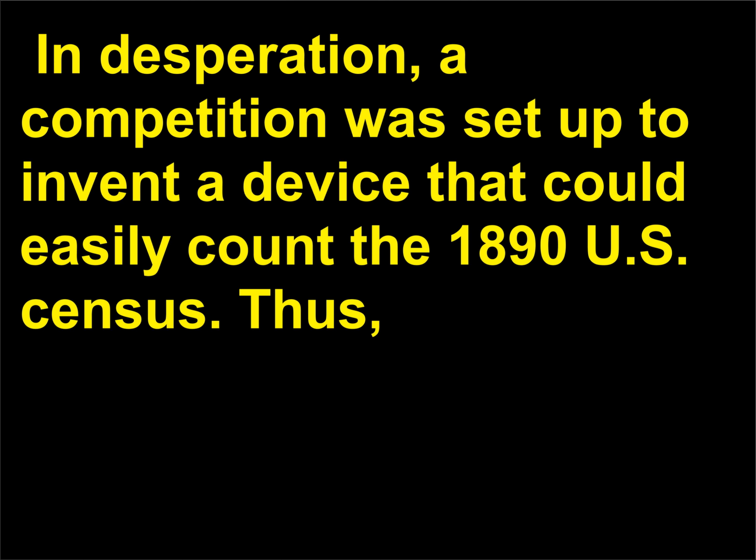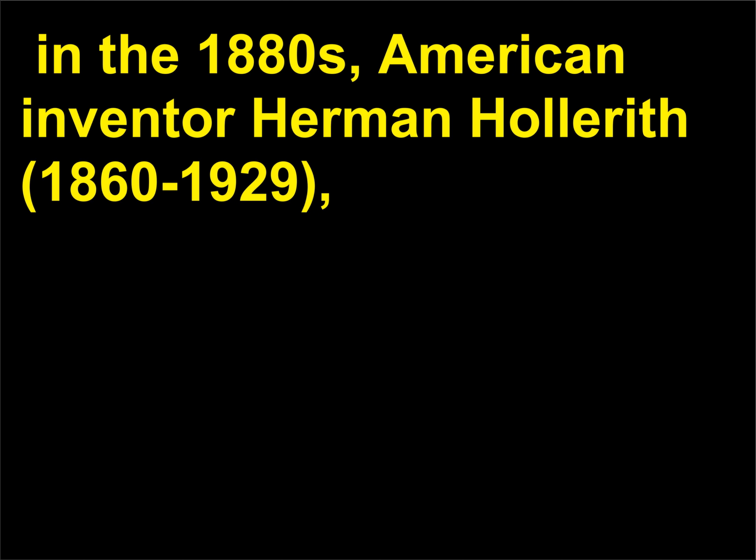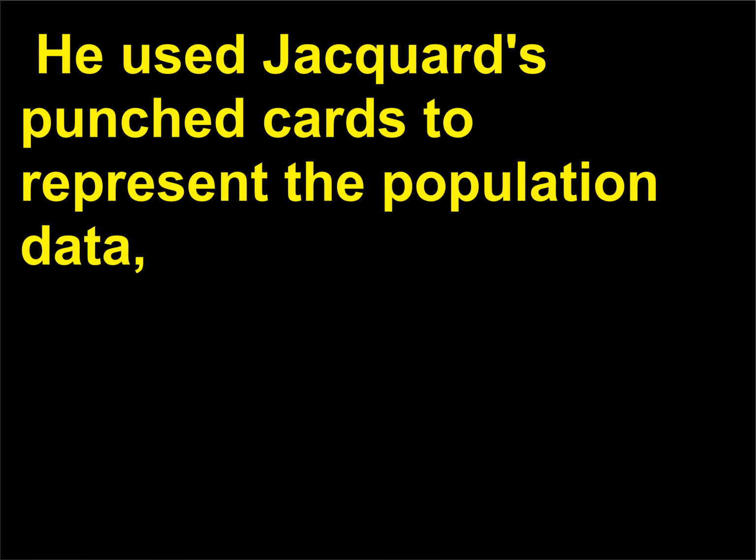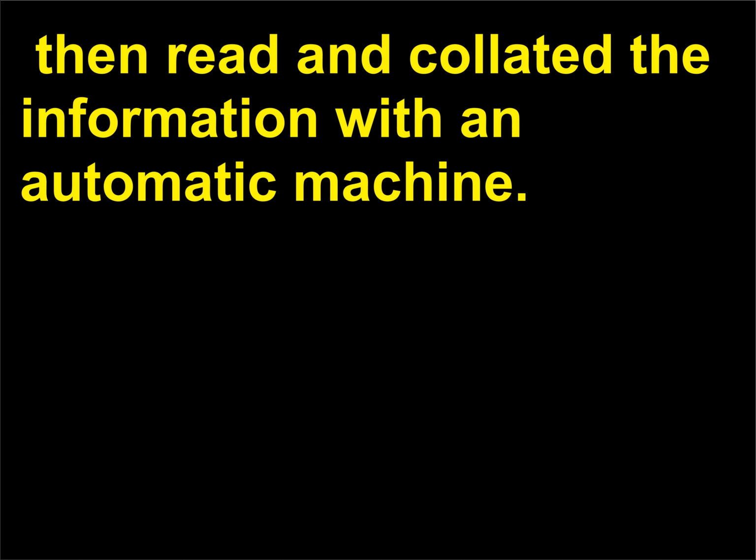In desperation, a competition was set up to invent a device that could easily count the 1890 U.S. census. Thus, in the 1880s, American inventor Herman Hollerith, 1860 to 1929, who is also known as the father of modern automatic computation, presented his competition-winning idea. He used Jacquard's punched cards to represent the population data, then read and collated the information with an automatic machine.